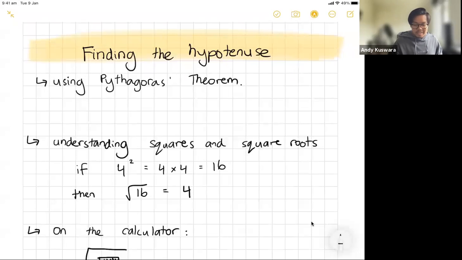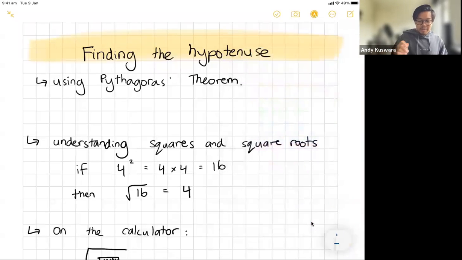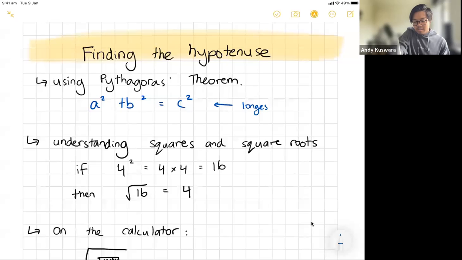Well, today we've got another lesson, and it is going to be about finding the hypotenuse. We've been doing a series on trigonometry. I don't know how to say it. We're going to be finding the hypotenuse, which is the longest side, using the Pythagoras theorem. In case you've forgotten, Pythagoras theorem is a squared plus b squared equals, and you should all be yelling this at me by now, c squared, where c is your longest side, or in other words, your hypotenuse.